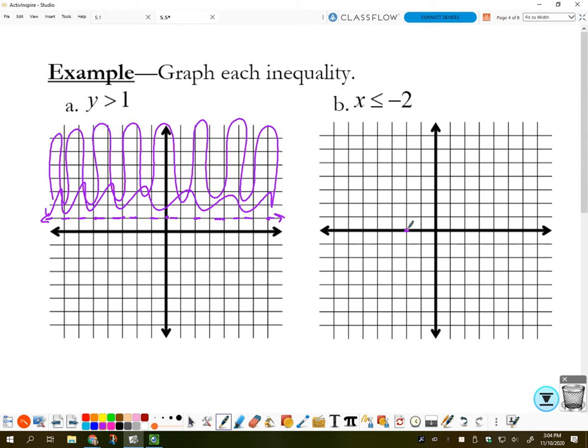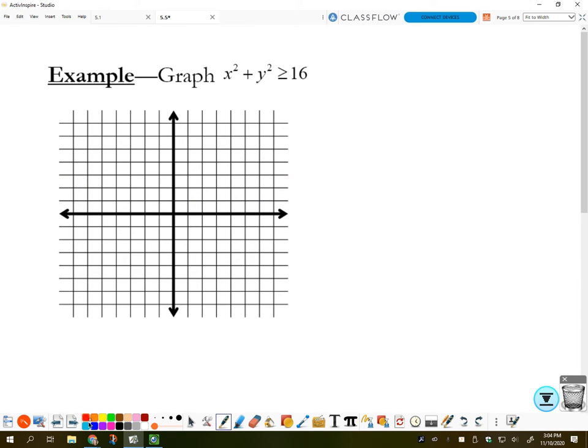So here's -2 on the x. You got a bunch of points that have that same x value. So we're going to end up with a solid line this time because there's an equal to. So the points on this line do work. And it says less than, so we want things to the smaller side, so the more negative numbers. Alright. I'm tired of writing with purple, let's switch.